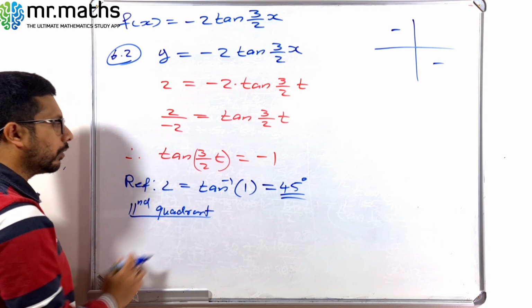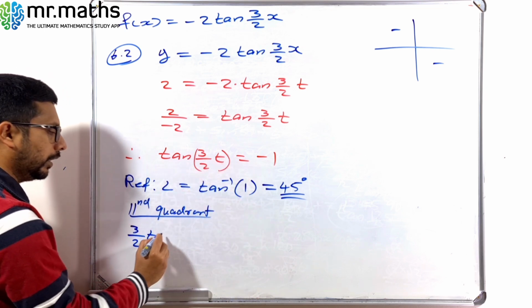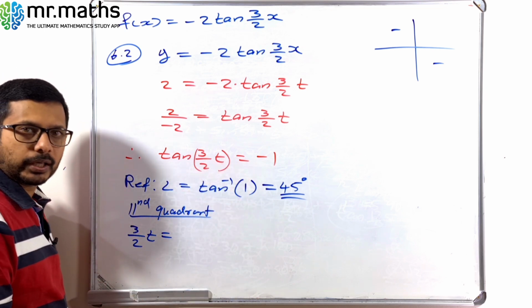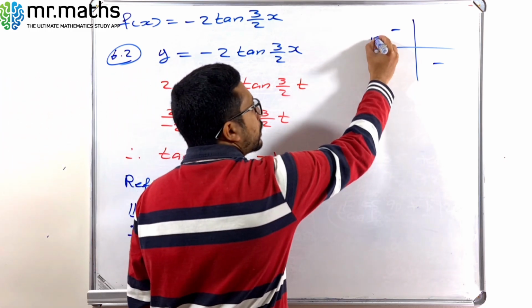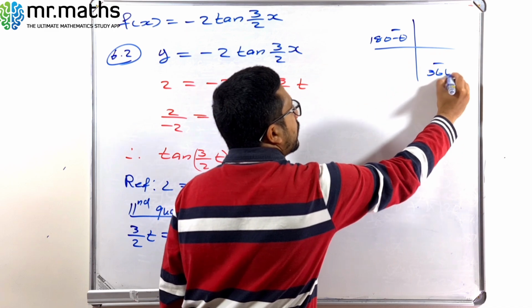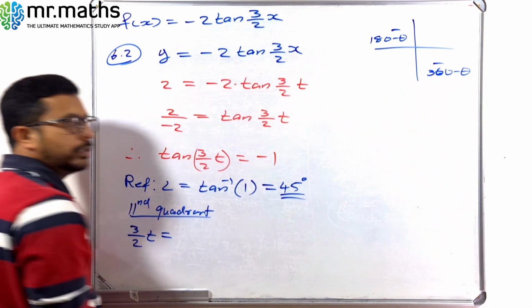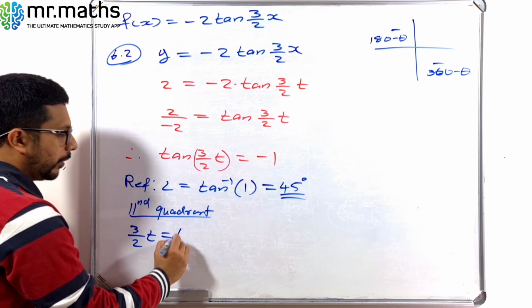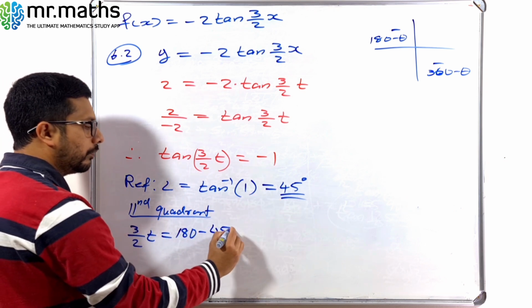Second quadrant, what is the angle? 3 over 2t is equal to, second quadrant, how can you write? 180 minus theta. Am I right? Second quadrant, here it is 180 minus theta. Here, 360 minus theta. This one is 360 minus theta. So 180 minus theta, where theta stands for the reference angle, 45.